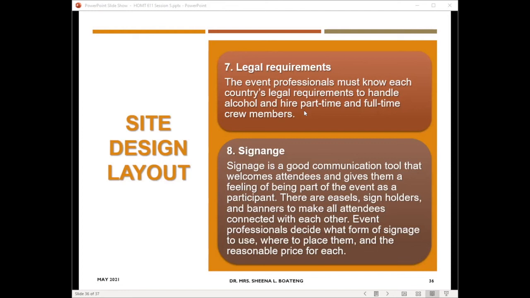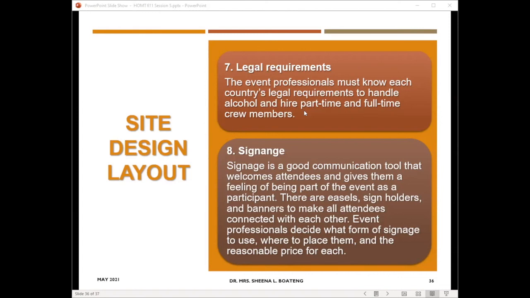And then finally, we can talk about signage, right? Signage is a good communication tool. Remember, we talked about the fact that the floor plan can be mounted as part of the signage to guide attendees to locate certain amenities during the event. Didn't we say that? Yes. Good. So signage is a good communication tool.